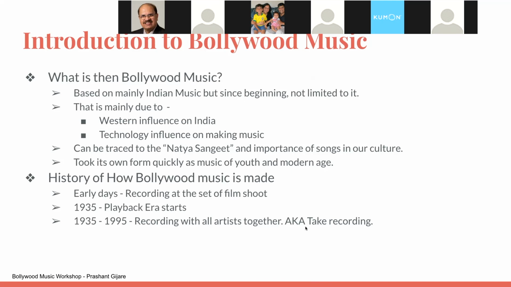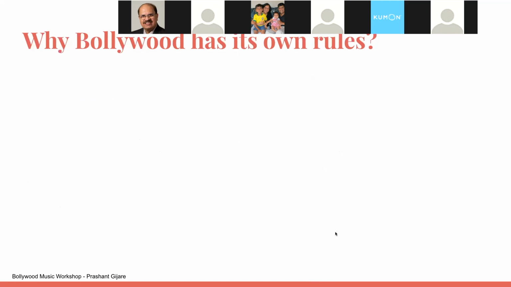Around '95, that changed to digital recording because of computers. Now we are able to record one person at a time. So I can call a tabla player, get him recorded, then call a singer, get him or her recorded, and so on and so forth. Okay, so this is just to give you the lay of the land.